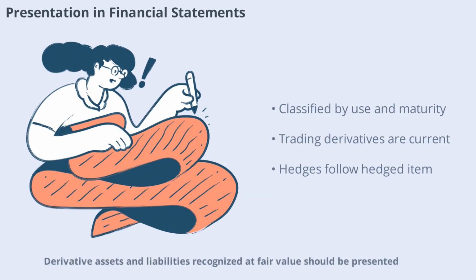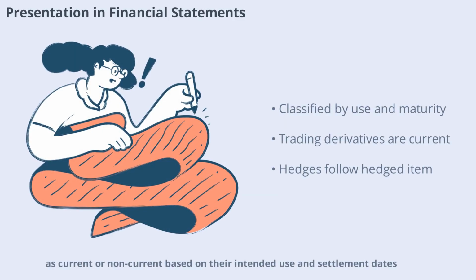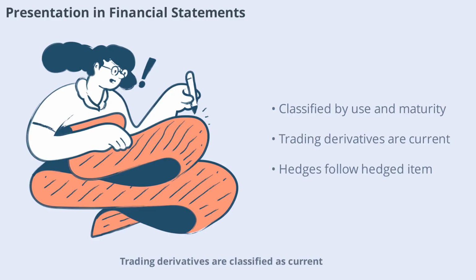Derivative assets and liabilities recognized at fair value should be presented as current or non-current based on their intended use and settlement dates. Trading derivatives are classified as current, while hedges of recognized assets or liabilities follow the classification of the hedged item. For derivatives hedging forecasted transactions, classification depends on the settlement or maturity dates. This approach ensures clarity and consistency in financial reporting.